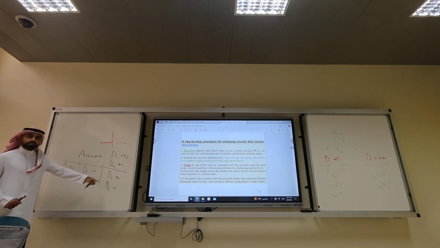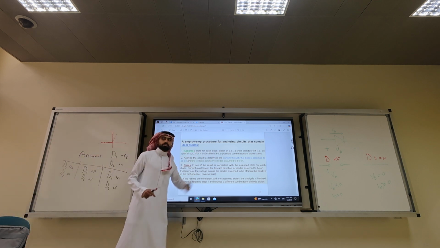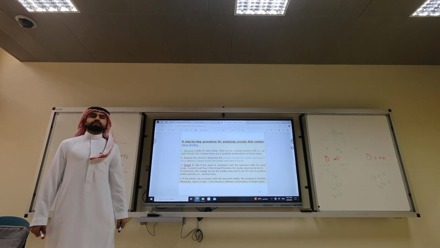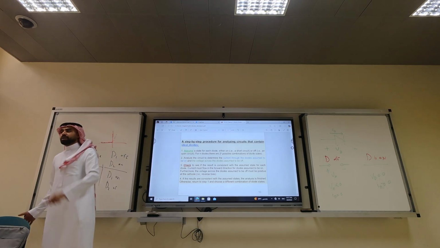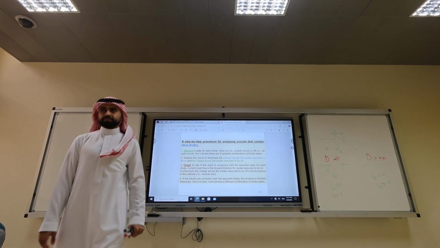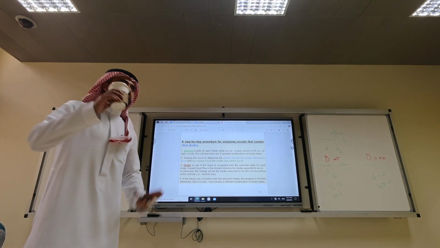How many cases if you have two diodes? 2 to the power 2. If you have one diode, how many assumptions do you make? 2. If you have 2 diodes? 4. If you have 3 diodes? 8. I don't think that we will have 4 diodes. The maximum we will have is 3 diodes, okay? Inshallah, I don't know.